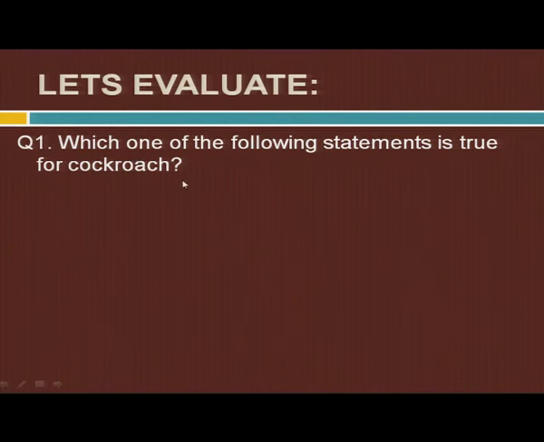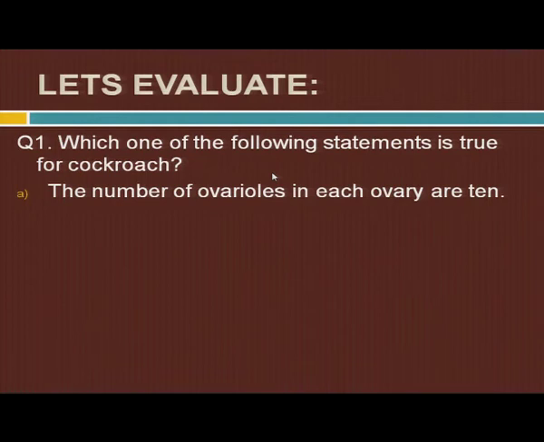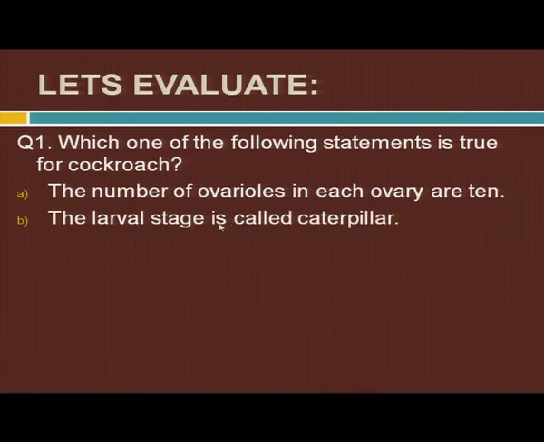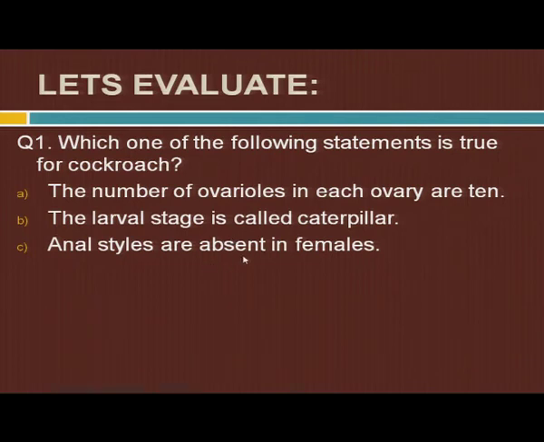Question number 1. Which of the following statements is true for cockroach? A. The number of ovarioles in each ovary is 10. B. The larval stage is called caterpillar. C. Anal styles are absent in females. D. They are ureotelic. So, which one is the correct answer?